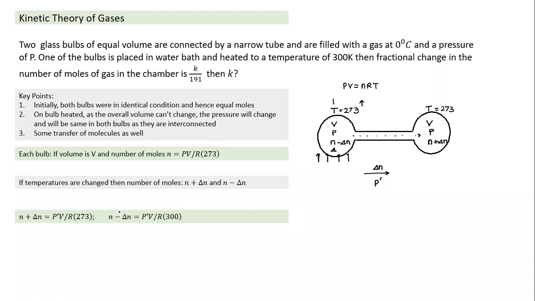And from these two equations, which are the two unknowns? The two unknowns are P dash, the new value of pressure using this equation, and the other is delta n. So when we solve the two equations, I get this value of P dash. P dash will be slightly higher.